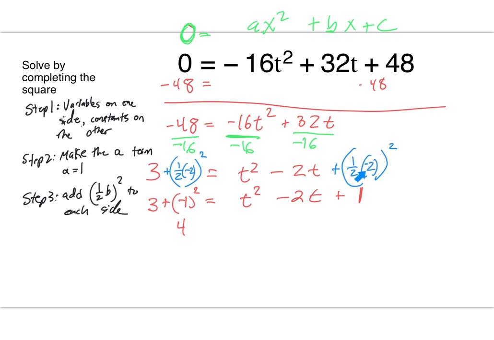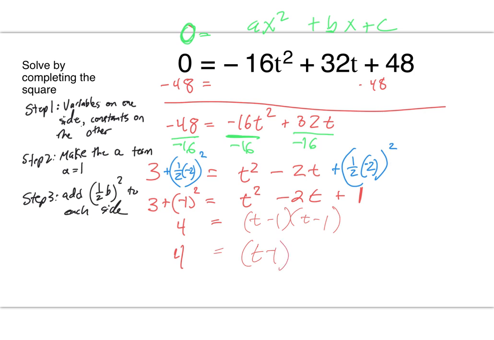The reason why I do complete the square up here, whatever this number is inside the squaring, half of b, half of negative 2, this value right here is negative 1. Half of negative 2 is negative 1. So what I'm actually getting is what's called a perfect square. Perfect square is two things that are identical.